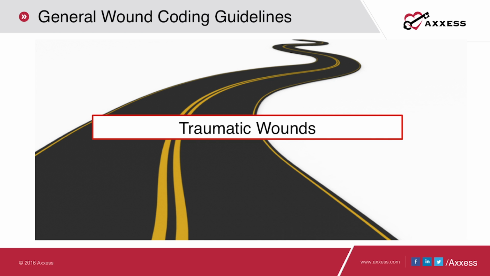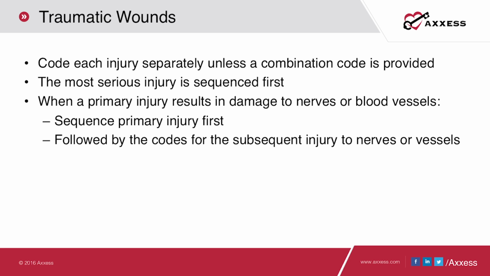Let's talk about traumatic wounds next. Traumatic wounds are usually due to injuries of some kind. Now you're going to code each injury separately unless a combination code is provided in the ICD-10 code set. When you're coding all these different injuries, you want to code the most serious injury first. However, when a primary injury results in damage to nerves or blood vessels, you're going to sequence that primary injury first, and then you're going to follow that by the codes for the subsequent injury to the nerves or vessels.